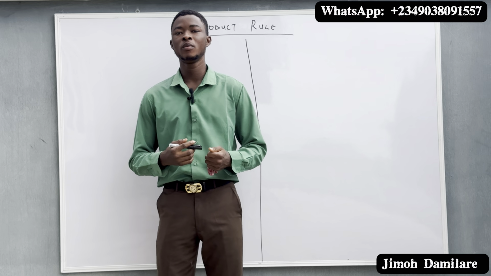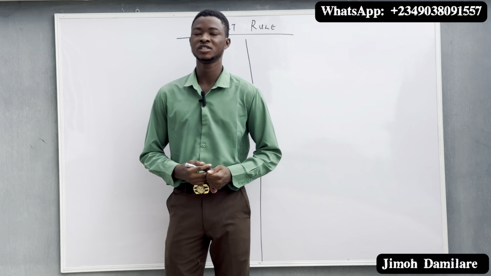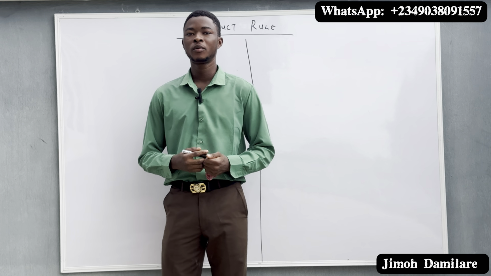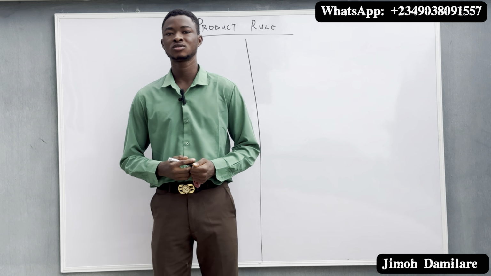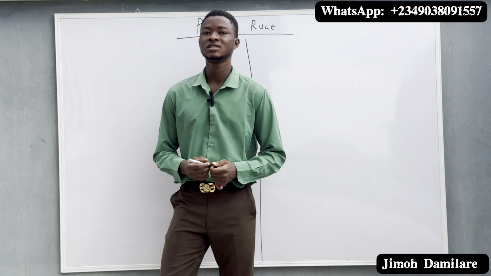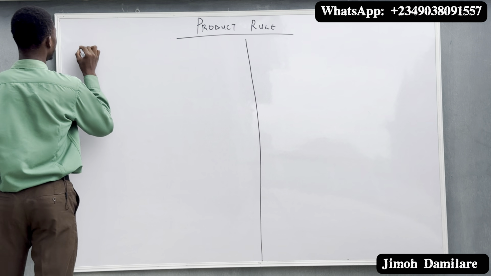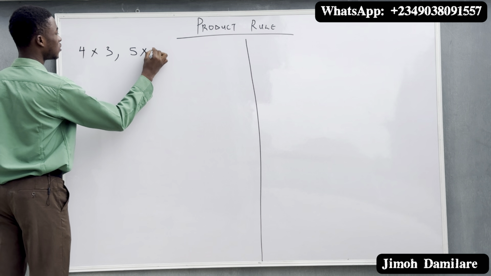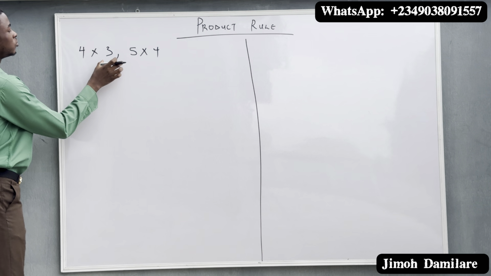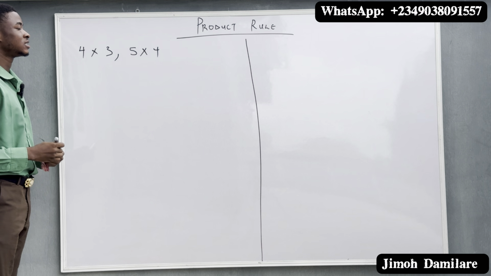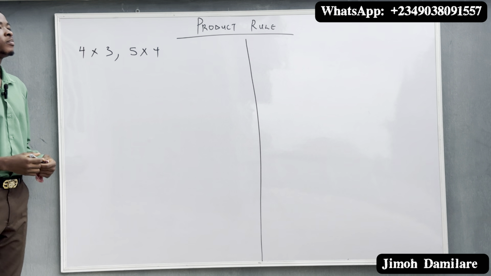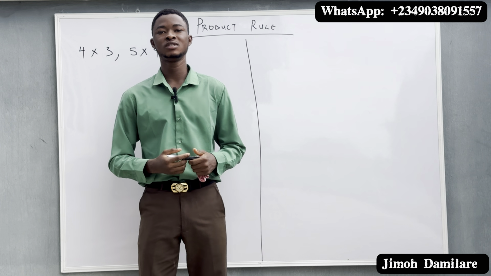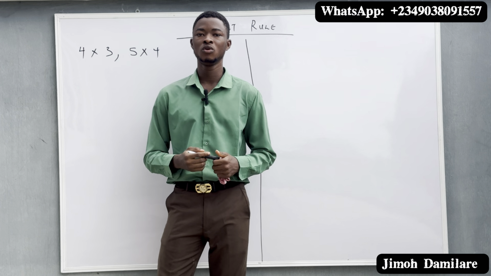In today's lesson, we'll be moving to the fourth method of differentiation, which is known as the product rule method. A product, by definition, is a result of multiplication. So if we have something like 4 multiplied by 3, or 5 multiplied by 4, all these are products because they occur as a result of multiplication. So a product rule is used when two terms are multiplying each other. So this is when you use the product rule method.